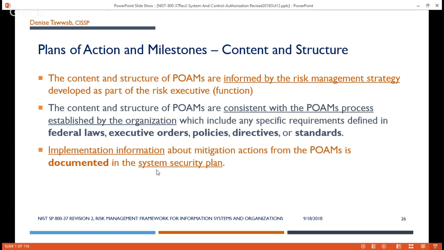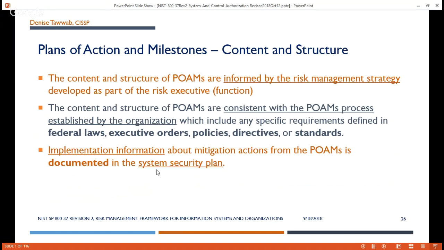Remember, NIST 837 is targeted toward federal organizations, but the non-federal world is using it as well. But you'll hear a lot of talk about federal this and that. If it doesn't apply to you, just let it go over your head. But I have to include it in this training.